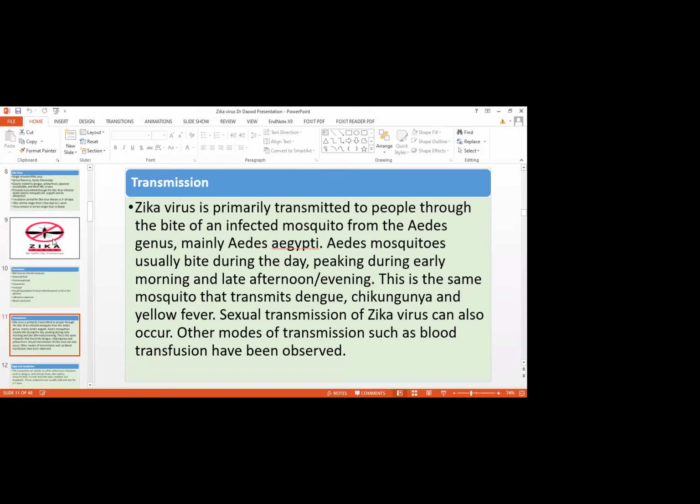Transmission is primarily, as I said, through the infected mosquito, mainly Aedes aegypti. Aedes mosquitoes usually bite during the day, peaking during early morning and late afternoon, that's at dusk and dawn. This is the same mosquito that transmits dengue, chikungunya, and yellow fever. Sexual transmission of the virus can also occur. Other modes of transmission, such as blood transfusion, have also been observed.